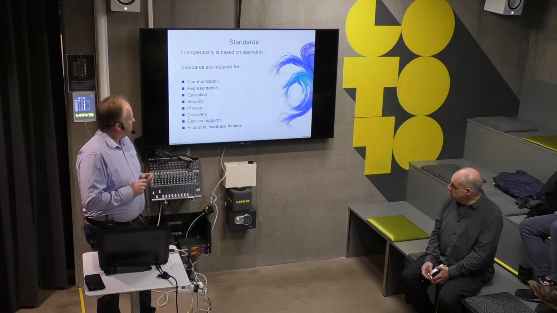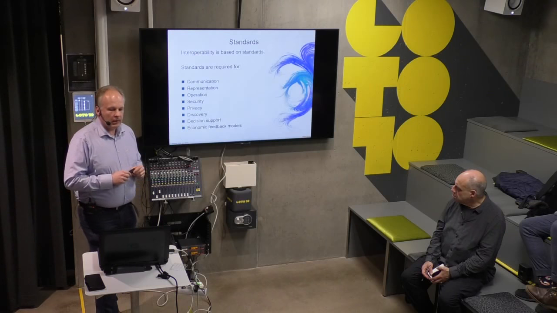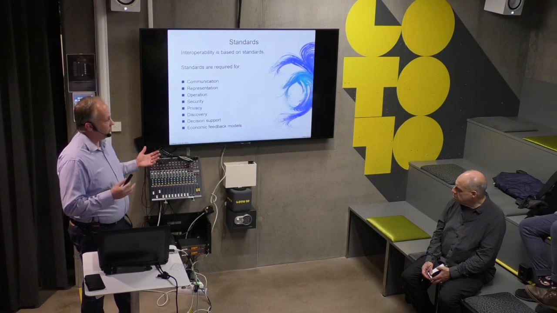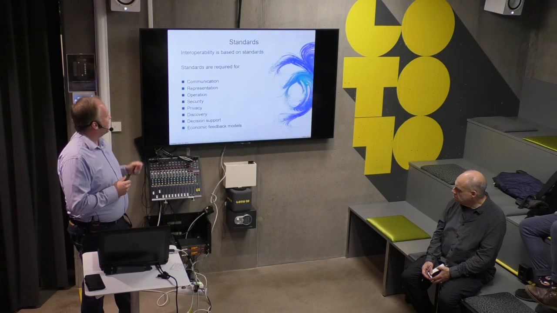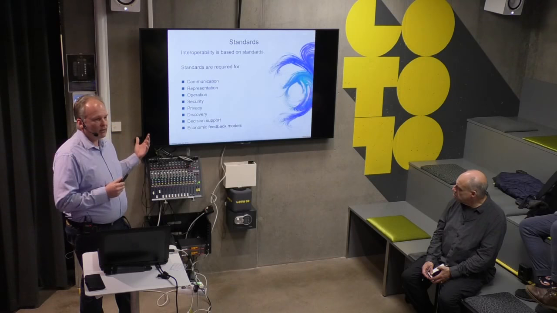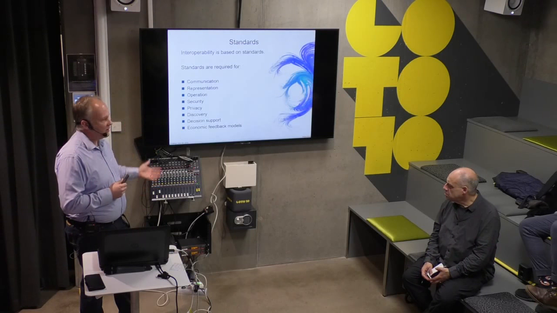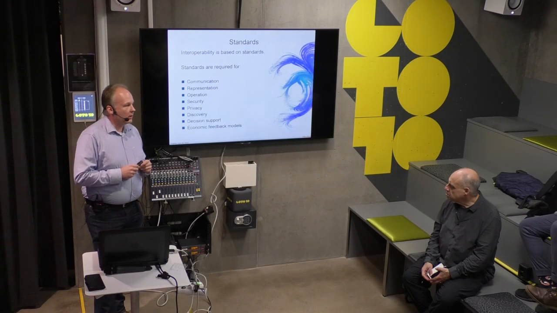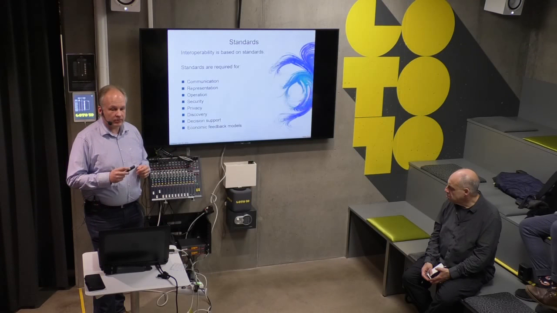So understanding these, we need standards for all these levels. There are standards for communication. That's good. So we have standardized ways to communicate. There are somewhat standards for representation, but very little standards for operation and security, privacy, discovery, all these things. Decision support and economic feedback. And that's the scope of IoT harmonization.